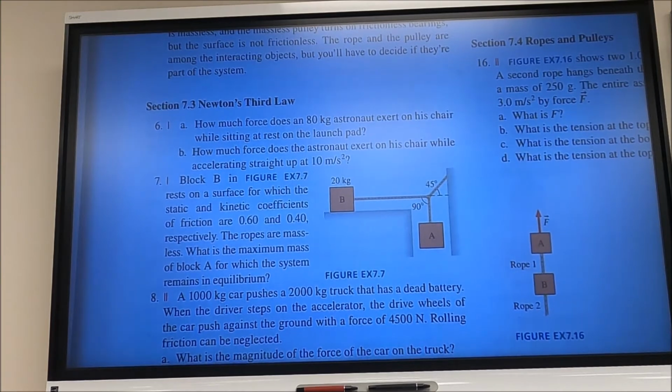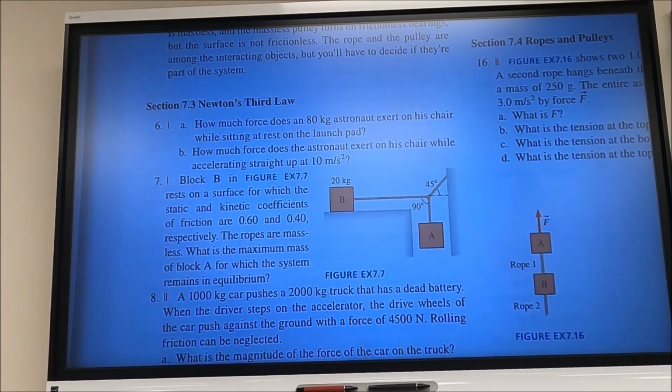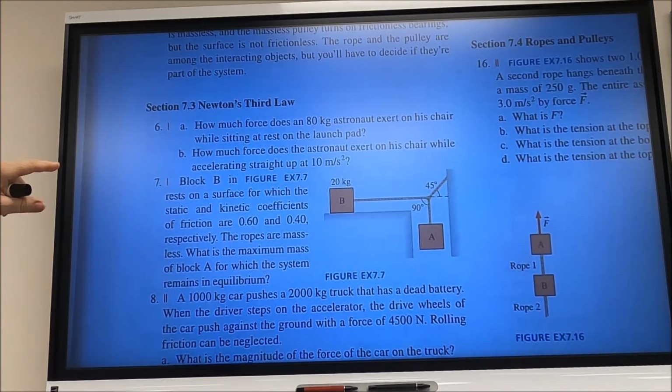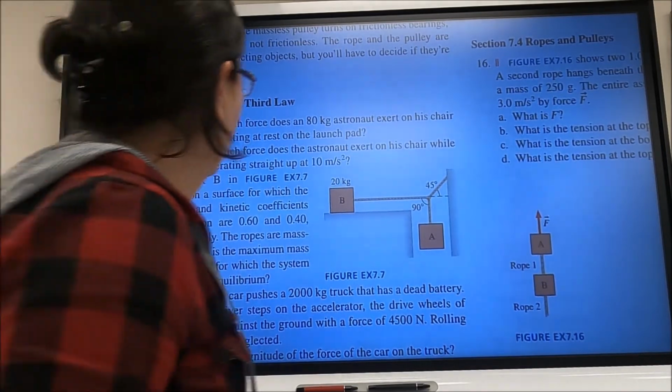I like this one. Now, block B in figure 7.7 rests on a surface for which the static and kinetic coefficients of friction are 0.6 and 0.4, respectively. The ropes are massless. What is the maximum mass of block A for which the system will remain at equilibrium? Now, guys, they gave you the coefficient of static friction and the coefficient of kinetic friction. I don't need the coefficient of kinetic friction. They've given us a little bit extra information.